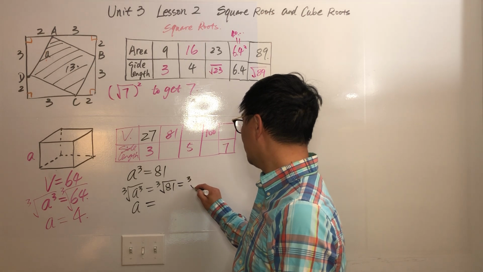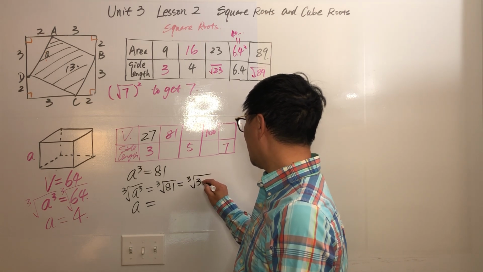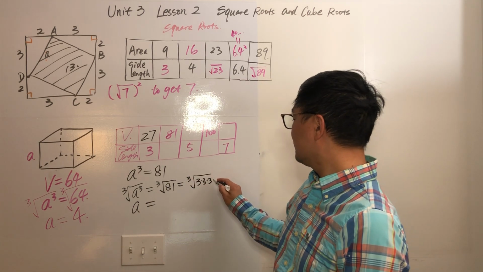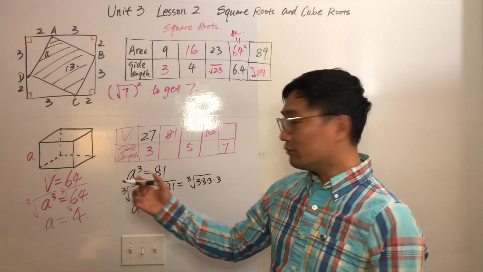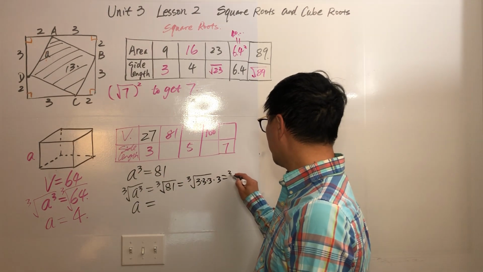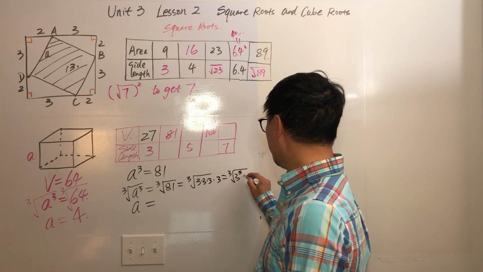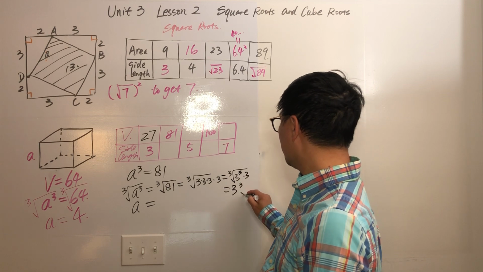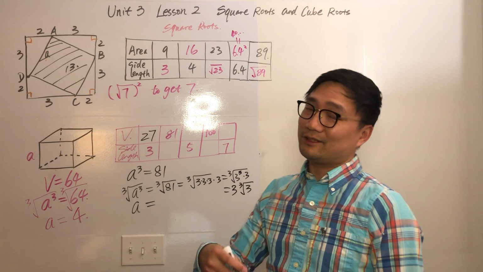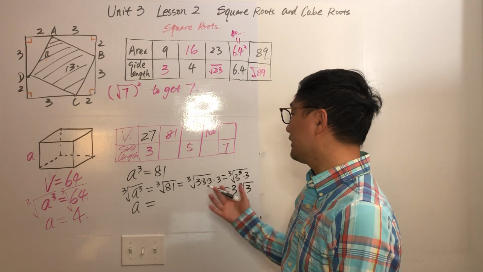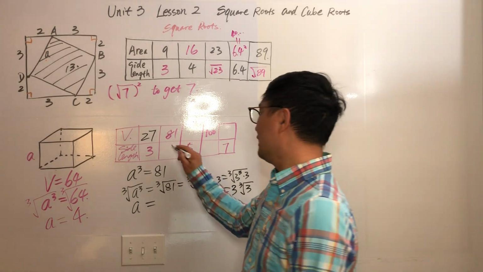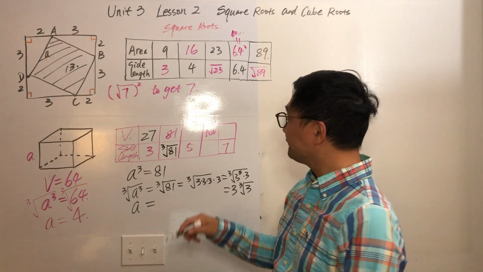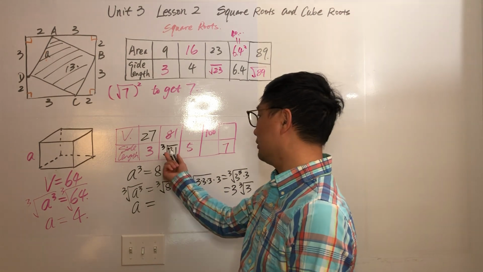For the cube root, 3 times 3 times 3 is 27, and 27 times 3 is 81. So this is the cube root of 3 cubed times 3, and you can take the 3 outside the cube root, leaving the rest inside. But this one may be more complicated. The only thing you can do is use the calculator, or just write it down this way. It's fine with me, okay? Or you can use a calculator to give a decimal number.